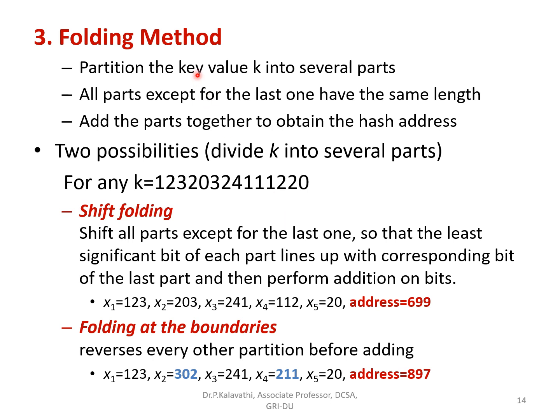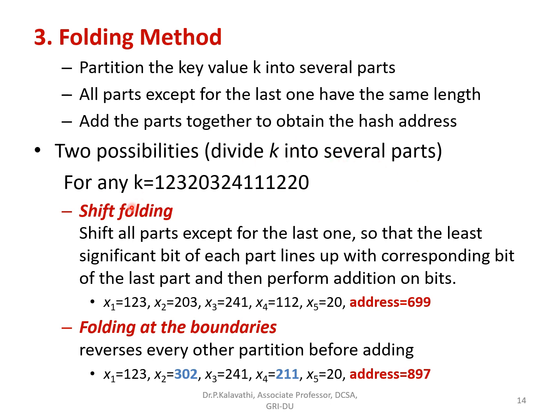The third type of hashing technique is the folding method. In this method, the key value k is divided into several parts. Except the last part, all the parts will have the same length. We have to add all the parts together to obtain the hash address. There are two possibilities for any given k value after dividing into several parts.